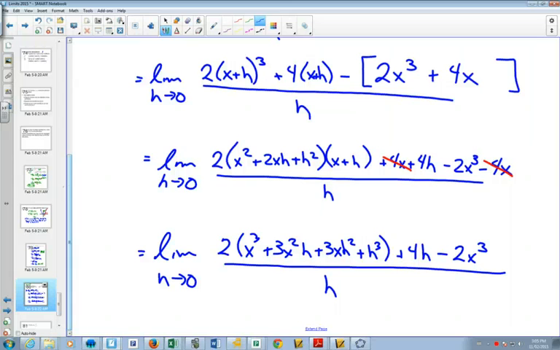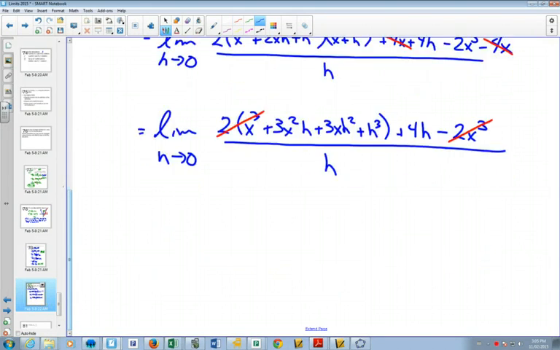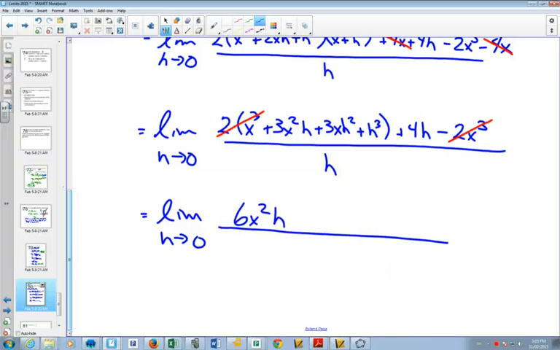This 2 is going to get distributed to each thing. I hope you can see that those things will cancel out. But you would still have that 2 distribute to every single one. So I will have 6x squared h plus 6xh squared plus 2h cubed plus 4h all over h.